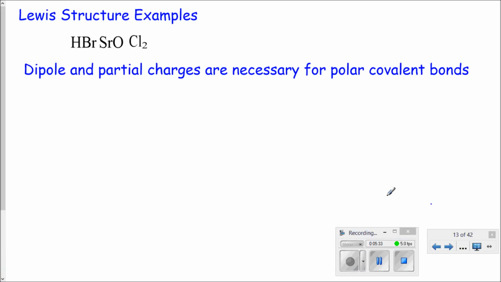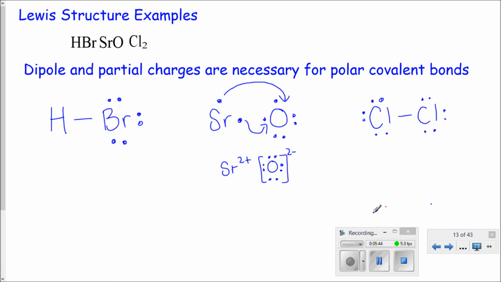So let's look at three examples: HBr, SrO, and Cl2. I'm going to draw the Lewis structures really quickly for each one of these compounds. As you can see, I drew the Lewis structures for each one. Now, I knew that SrO was a metal and a non-metal, so I drew it as ionic. But we're going to check the electronegativities now to see if we have a polar or a non-polar bond. I will show you exactly how you do HBr.